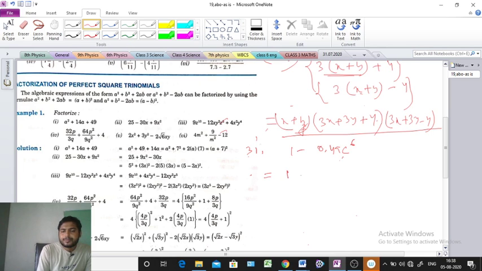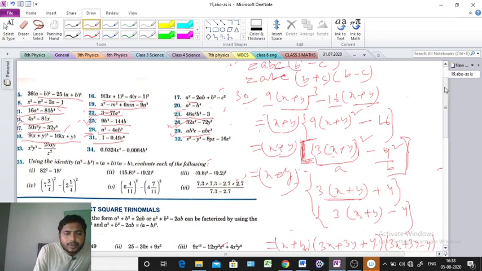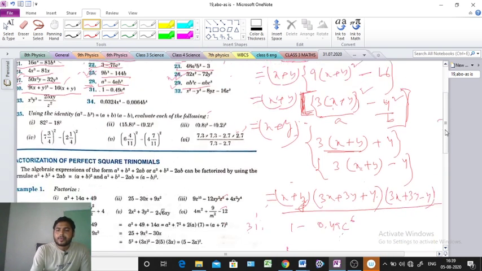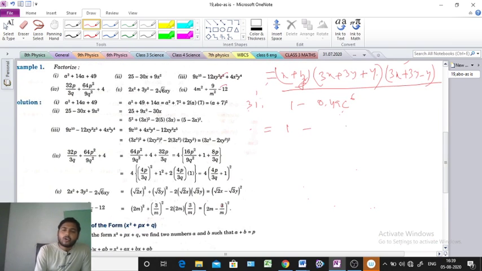So 1 minus 0.49, no? Just a minute. I am checking once that the question is okay or not. Okay, everyone, just wait. Yes, 1 minus 0.49 into c to the power 6. Okay. So what to do here? Any common portion, any relation, anything there? Here square is not there.